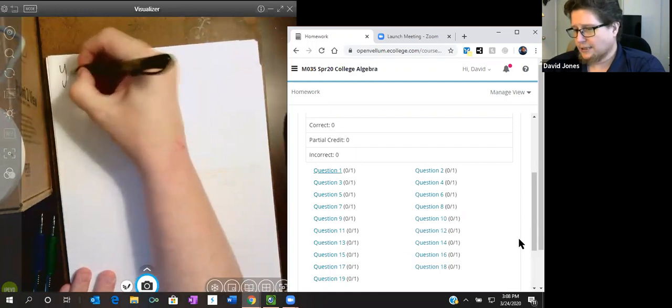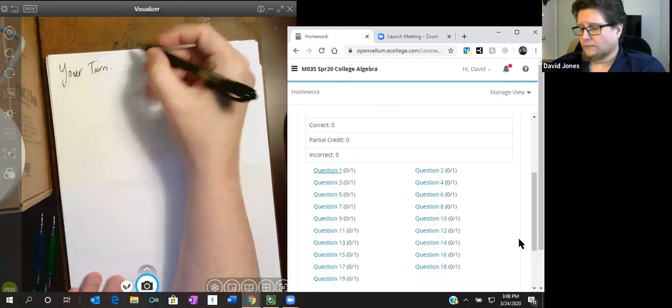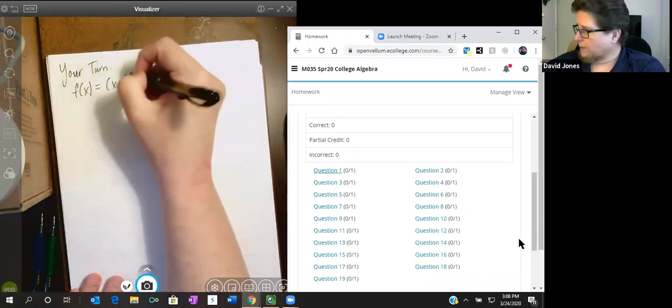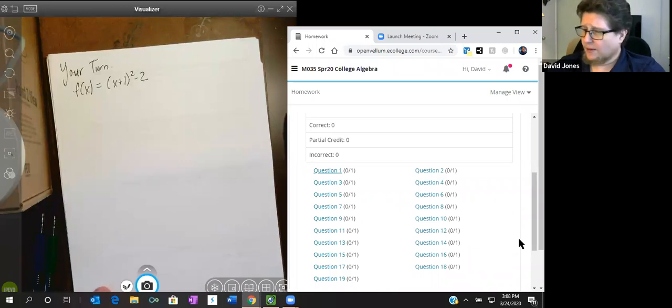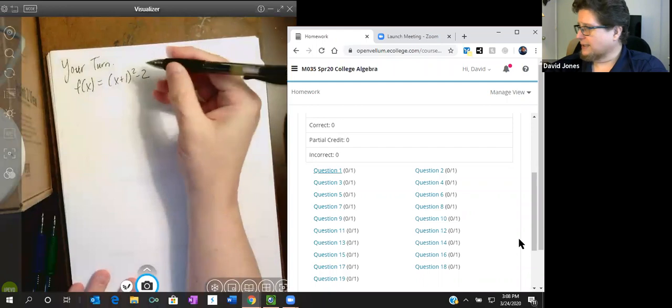Your turn. F of x equals (x plus 1) squared minus 2. I want you to graph that. So find the vertex, find your movement, axis of symmetry. In class, we would pause for 5 minutes. I want you to just hit pause. Okay, I'm going to assume you paused it and did it.